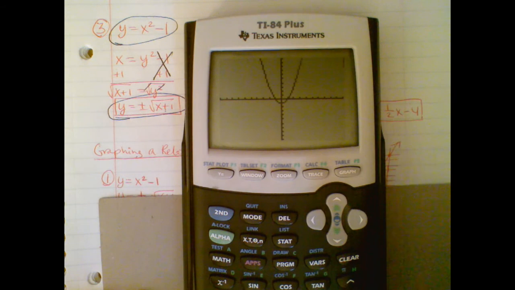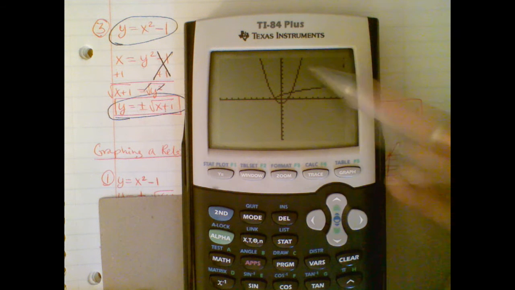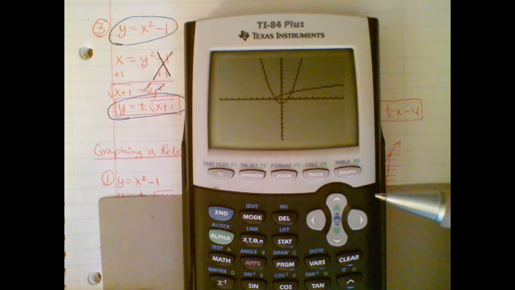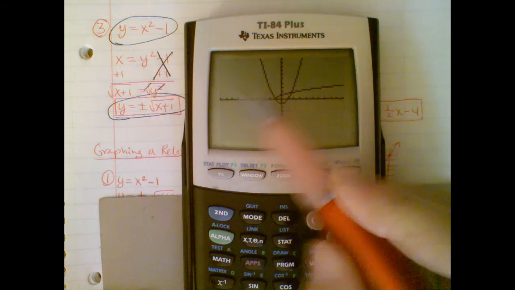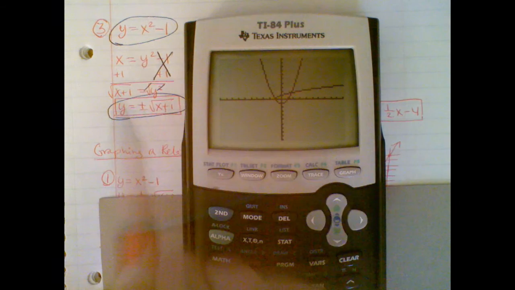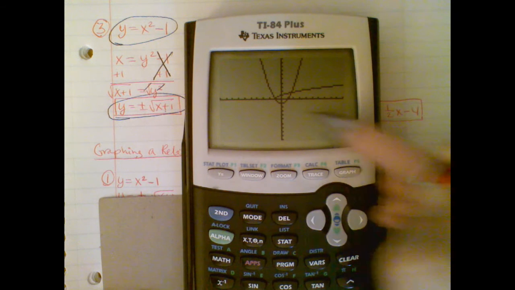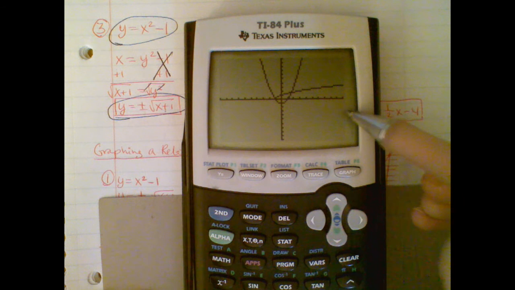And notice the first one's going to be that parabola. And then the second one, we just typed in the positive square root of x plus 1. So notice it gave us this positive curve. We also need that negative to take into account. So that's just going to reflect it over and give us the bottom half of this parabola.